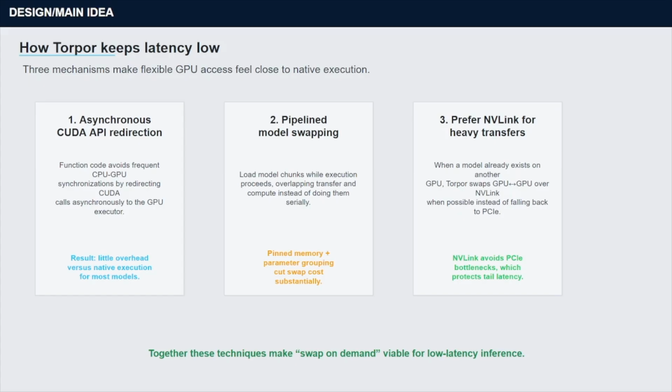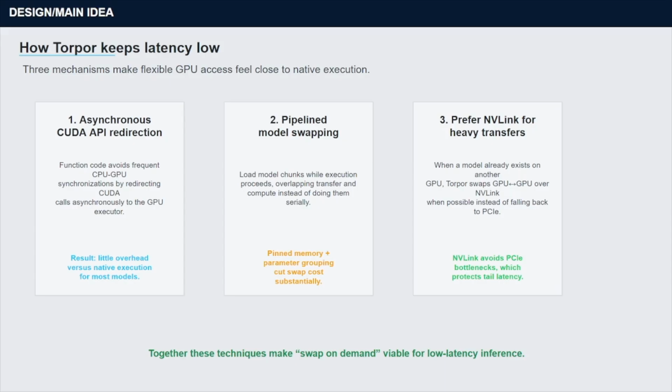Second, pipeline model swapping. It loads model chunks while execution proceeds, overlapping transfer and compute instead of doing them serially. The result of this is that pinned memory plus parameter grouping cuts swap costs substantially.